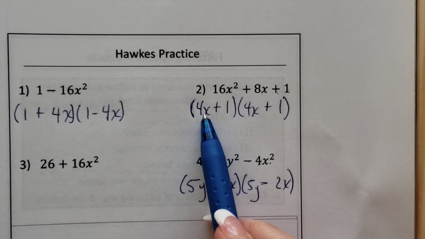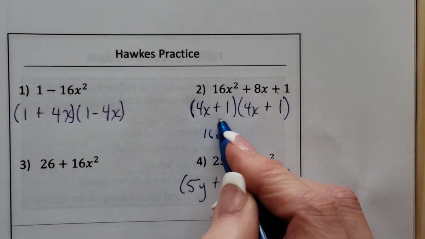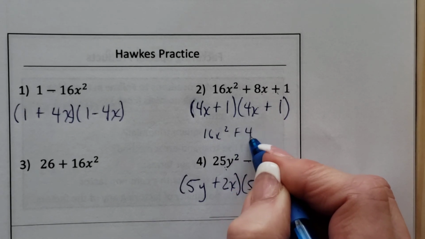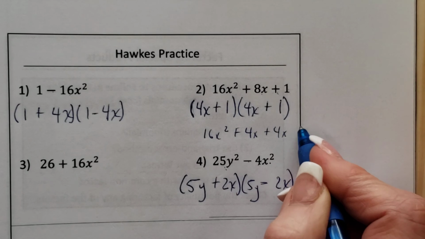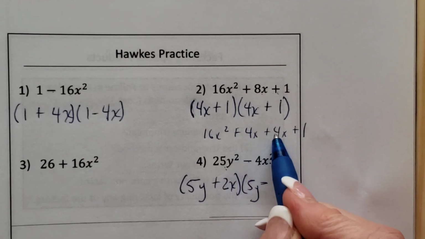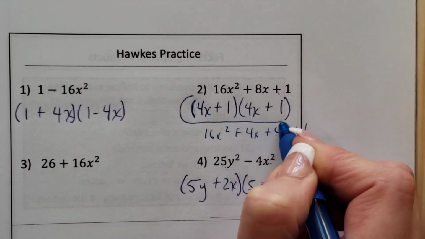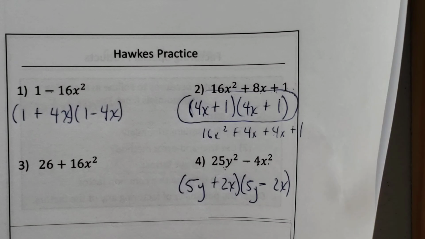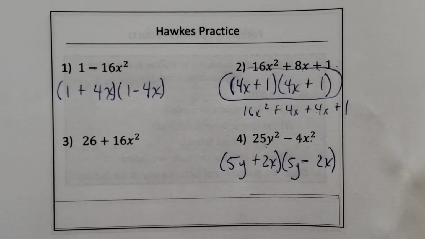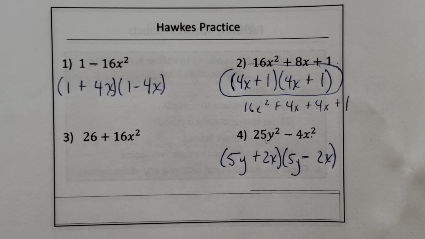So let's see if this will get us back to this. 4x times 4x is 16x squared. 4x times 1 is 4x. 4x times 1 is 4x. And 1 times 1 is 1. Now, if we simplify those two middle terms, we get 8x. So this, it does factor. And so that's the answer. So always double check it. Once you have two binomials, go ahead and multiply and FOIL them together and make sure you can get back to your original problem.